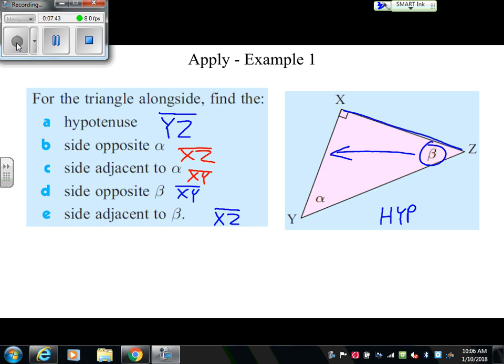Now, interestingly enough, if you look at this, we had some similar answers. For example, part C and D had the exact same answer here. XY. On one, it was adjacent, and one, it was opposite, because we switched angles. And so, like if I'm looking at XY, which I'll highlight in red here, that is next to or adjacent to alpha, but it is across from or opposite of beta. So it's really important that we focus on which angle we're talking about when we deal with adjacents or opposites. Remember, the hypotenuse, though, will always be in the same position regardless of which angle we're talking about.